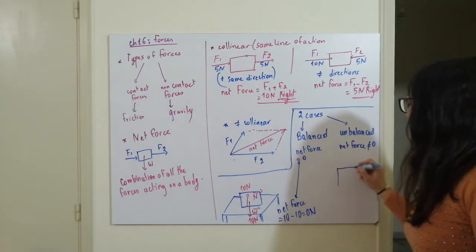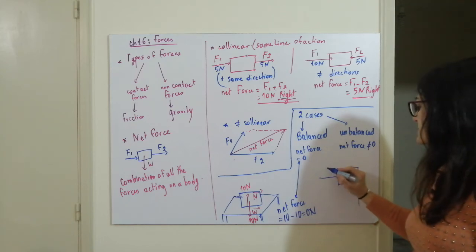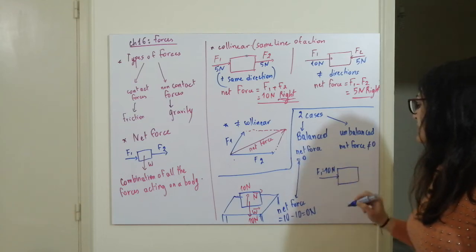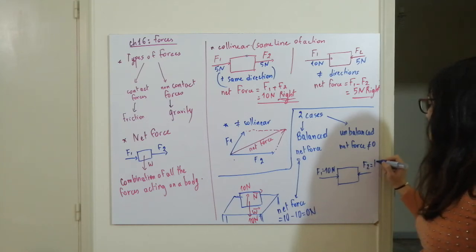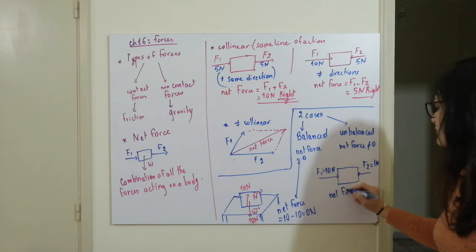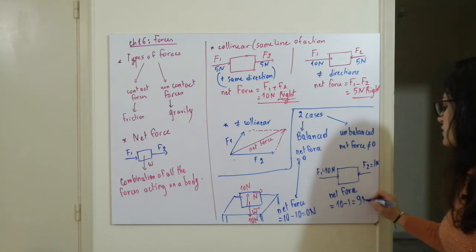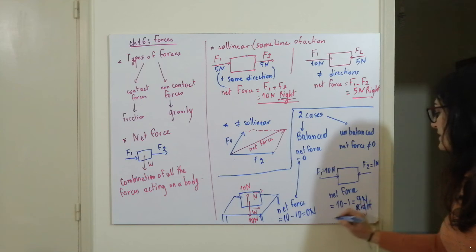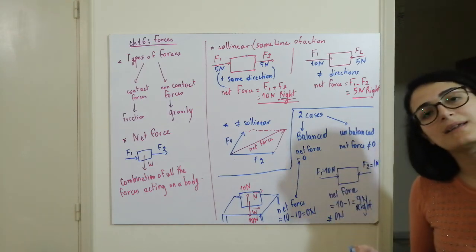Now, if I have another object, I have a person pushing this object from this side with the force F1 equals 10 Newton, and I have another person from the other side, F2 equals 1 Newton. The net force in this case, we also subtract. You get 10 minus 1 equals 9 Newtons to the right. This is different than 0 Newton, which means I have unbalanced forces.